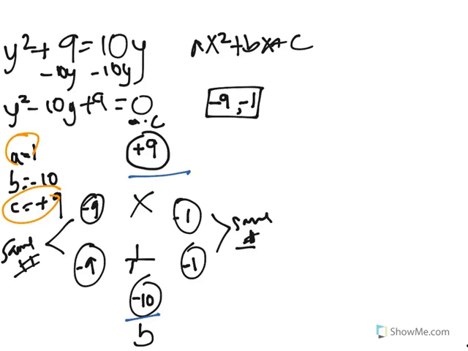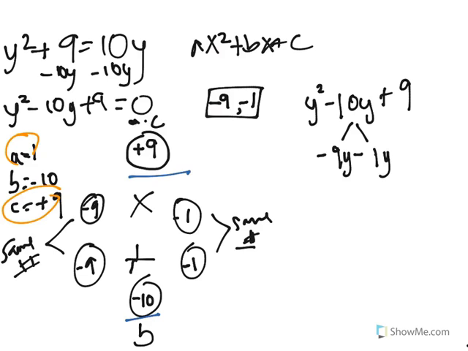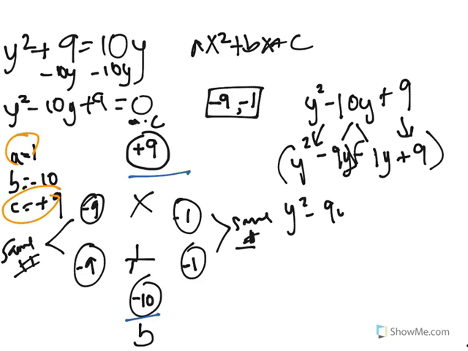Okay, great. So now we're going to work backwards from the chart and split b of x into the two factors, okay? So we have y squared minus 10y plus 9, and we're going to get negative 9y minus 1y, okay? So we get y squared minus 9y, because I'm just dropping this one down, plus 9. Okay, we're going to group these, okay? You get y squared minus 9y minus 1y plus 9.